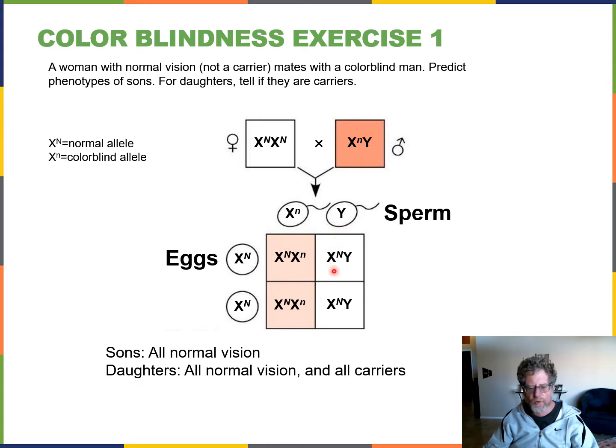Okay, so if they have boys, that means the man gave them a Y, and they got the normal allele from the mom. The boys all have normal vision. If they have girls, they're all normal vision, but they're also all carriers. Okay, so the answer to that: all normal vision and all carriers.